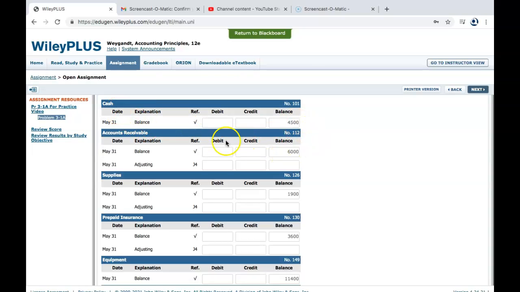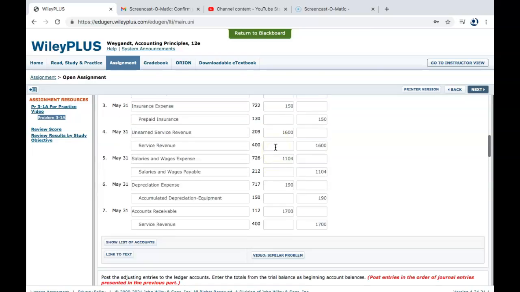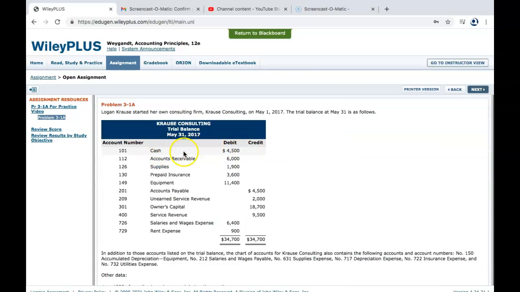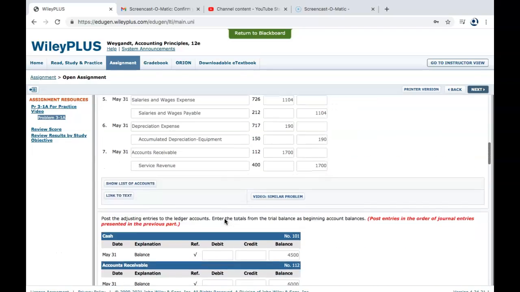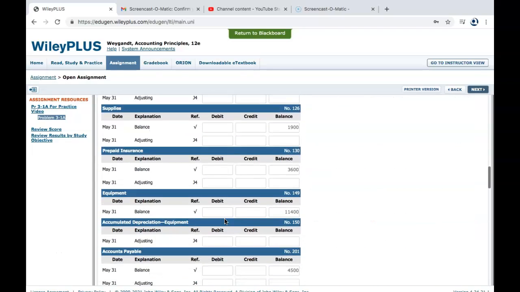Right? So cash 4,500, accounts receivable 6,000. If we go up here, cash 4,500, accounts receivable 6,000. But now let's also take a look. Let's scroll down just a little bit.